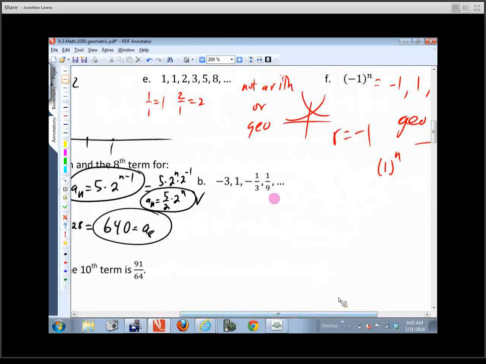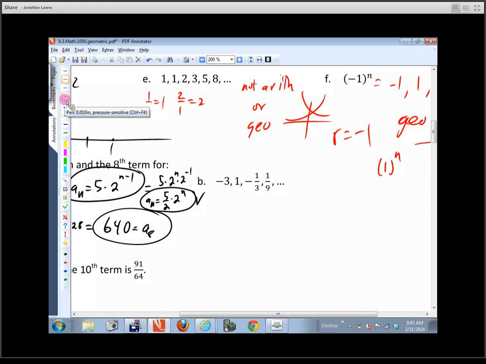Let's take a look at this one right here. What do you need to know if you're going to write down the nth term formula? Common ratio and first term. What's the first term? -3. All we need to do is identify the common ratio. We notice something about this. It's going from positive to negative, from positive to negative. So that means the base is going to be negative, because that's going to allow it to alternate. 1 divided by -3, -1/3.